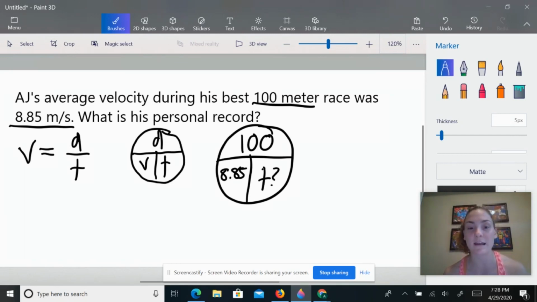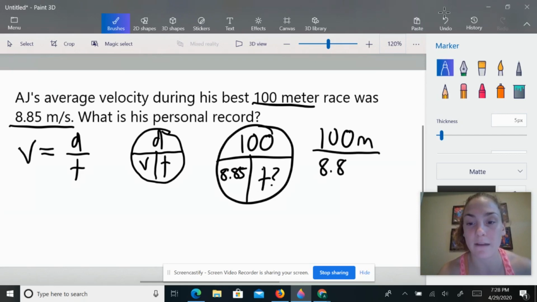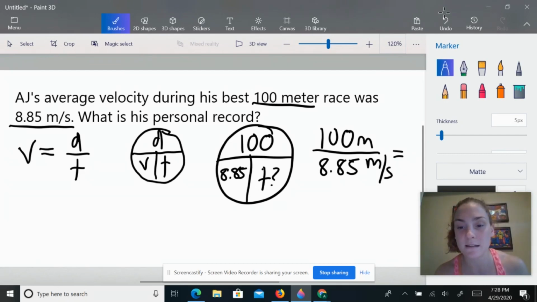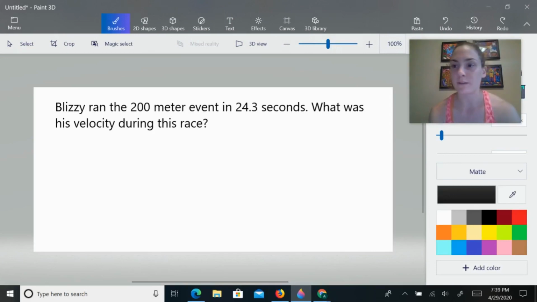So then let's go ahead and do this math. Remember that you always take the top and divide it by the bottom. So we have 100 meters divided by 8.85 meters per second. And that gives us 11.3 seconds.